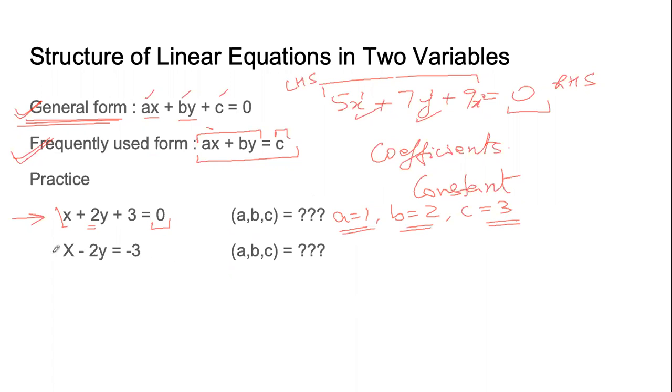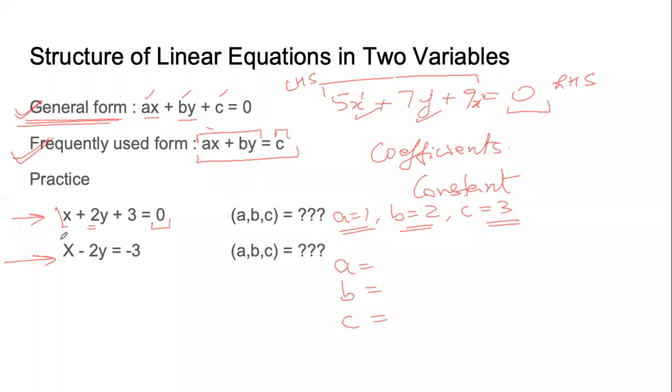Now you tell me, what are the coefficients and what are the constants in the second equation, which is x minus 2y equals minus 3. So what I'm asking you to tell me is, how much is A, how much is B, and what is C in the second equation?